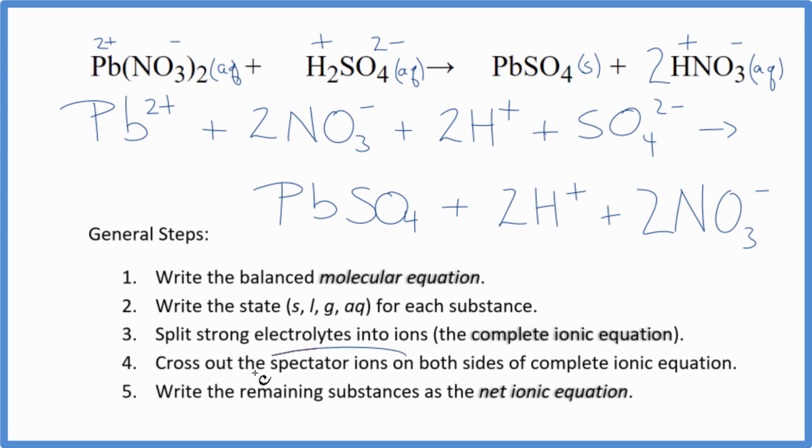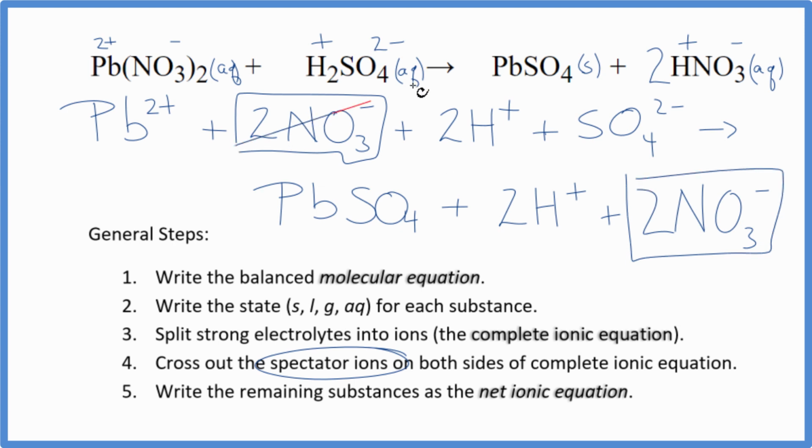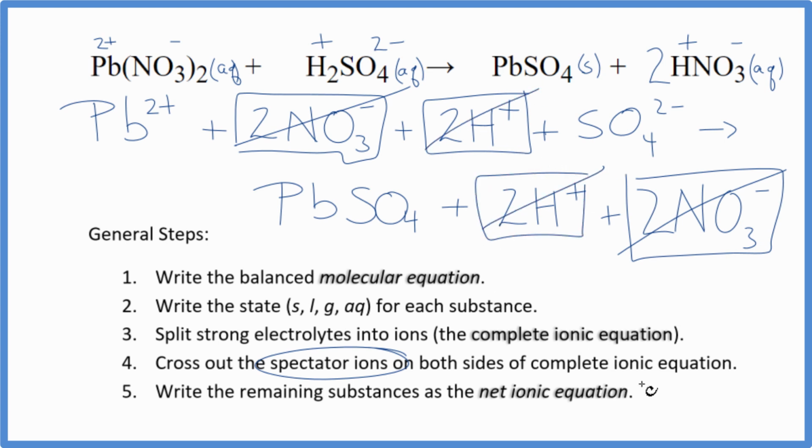Now we can cross out spectator ions. They're on both sides of the complete ionic equation. So I see here in the reactants, I have 2 nitrate ions. I also have 2 nitrate ions in the products. Those are spectator ions. Cross those out. 2 hydrogen ions and in the products, spectator ions. They're gone. What's left? That's the net ionic equation for Pb(NO3)2 plus H2SO4.